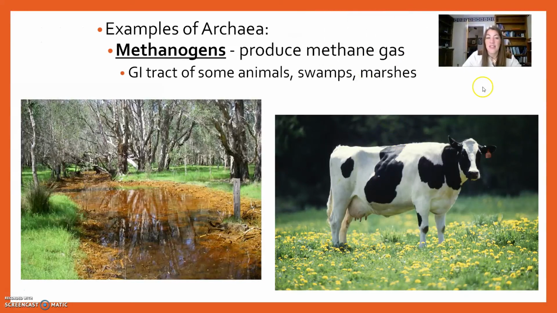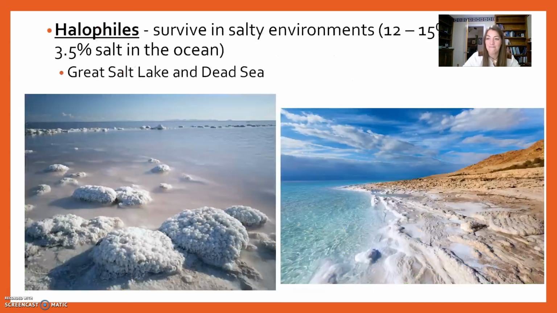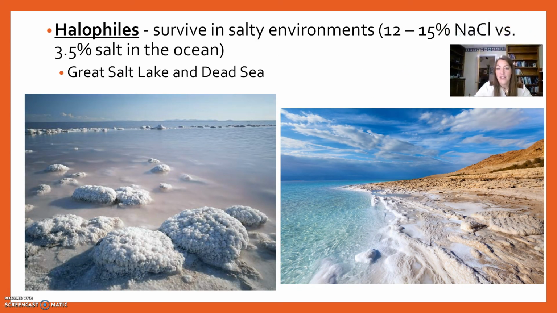So let's talk about some examples. We have the methanogens. So these guys produce methane gas. So they live in the GI tract of animals, they live in the bottom of swamps and marshes, so sometimes that buildup of methane comes up and it bubbles out. That's due to the archaea. Cows, yes, they produce methane, so anything that comes out that might be smelly, that is from part of the archaea. Now you have the halophiles.